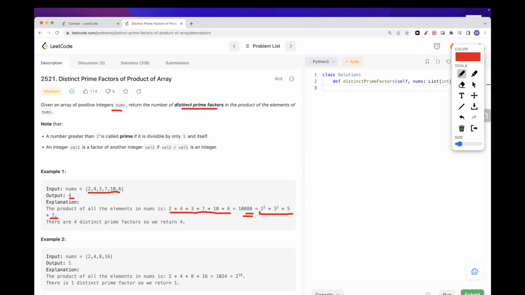Okay, and then just two things mentioned here. The first one is that a number greater than 1 is called prime if it's divisible by only 1 and the number itself. So for example, 7 is only divisible by 1 and 7. And then an integer val1 is a factor of another one, val2, if val2 divided by val1 is an integer. So basically it's saying that val1 is a factor of val2 if val2 is divisible by val1, right? So that's the idea. Okay, so now this is the problem.